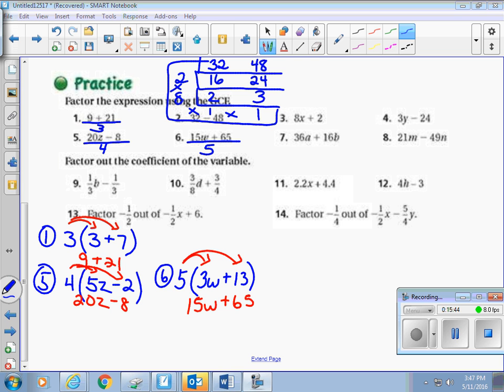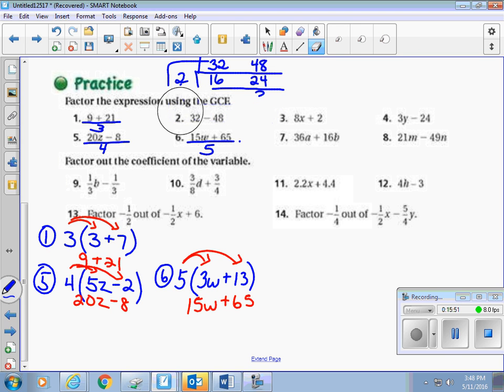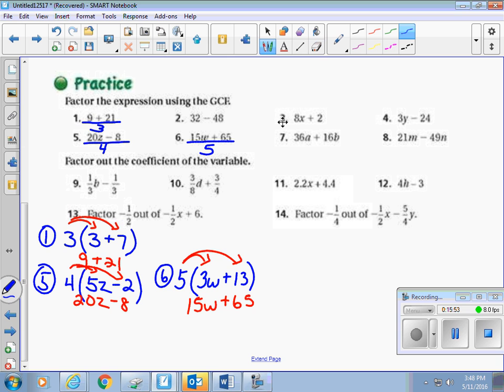Sorry, we didn't do anything wrong. 2 times 8 is 16 times 1 times 1 is 16. So 16 is the GCF of 32 and 48. All right, so we know we're going to use 16. So I'm going to erase that so we can see the problem. Therefore, we're going to divide the entire thing by 16.